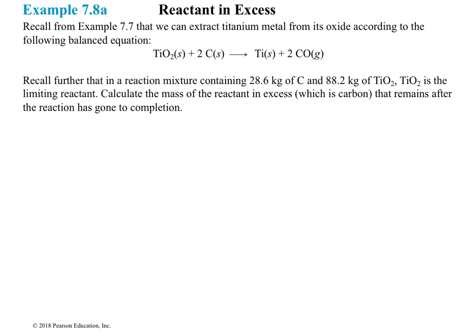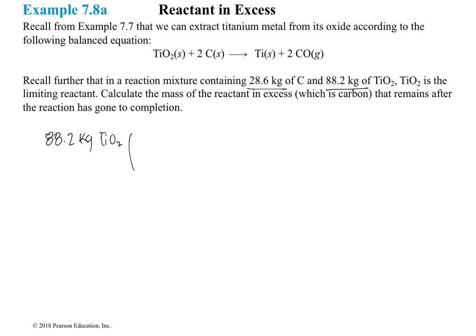If we go back to the titanium(IV) oxide example, we still have the same amounts. Remember that our limiting reactant was titanium oxide. We want to find the mass of excess reactant, so carbon, that is left after the reaction is complete. So you might think, I'm going to start with carbon, but no. What you want to do in these cases is start with your limiting reactant. So my limiting reactant is titanium oxide, 88.2 kilograms of titanium oxide. It's going to run out first, so we want to start with it.